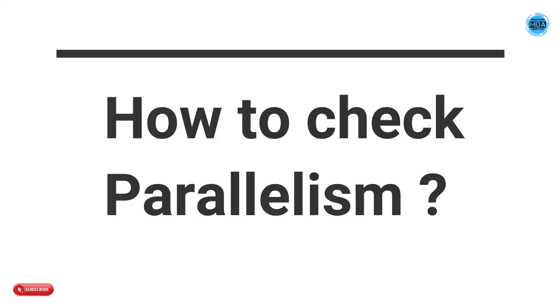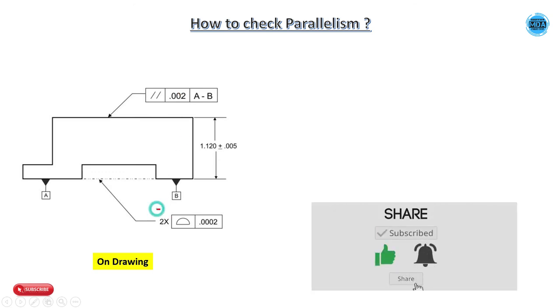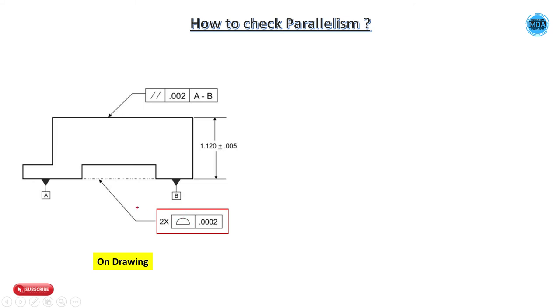How to check the parallelism? On the drawing you can see that I need parallelism of this surface with respect to the common datum A and B in a tolerance zone of 0.002. Here I have also applied 2x, that is for the two surfaces, this one and this one, with profile of 0.0002. Firstly I will check these two surfaces in the tolerance zone. If it is satisfied, then I will take them as datum A and datum B, which is one common datum, and I will check the upper surface parallel with respect to the common datum in a tolerance zone of 0.002. Here it will form a two parallel plane tolerance zone.